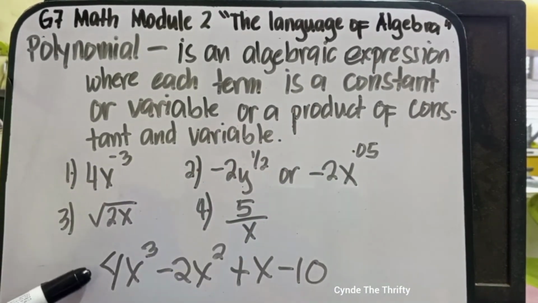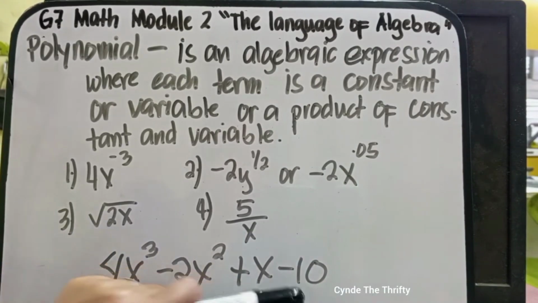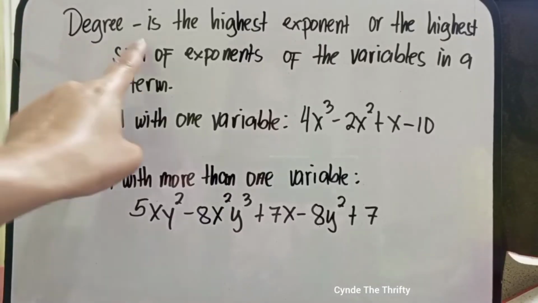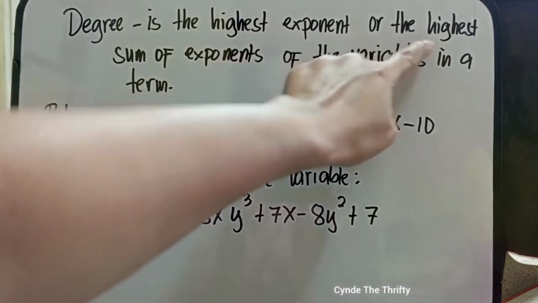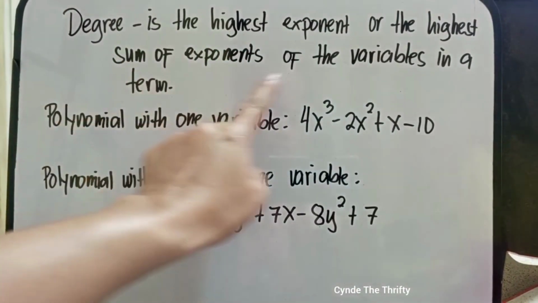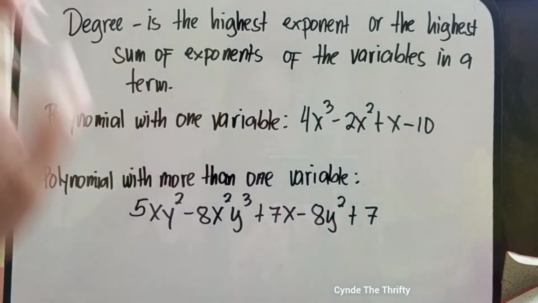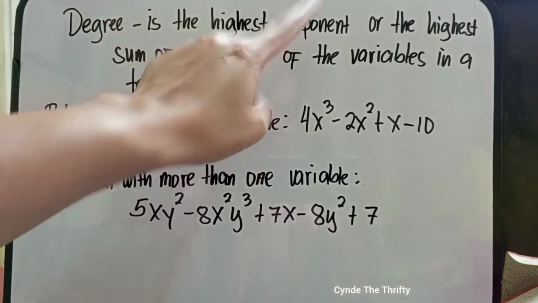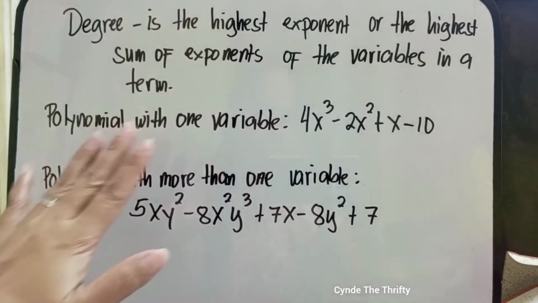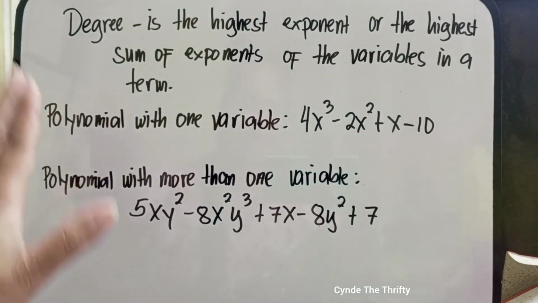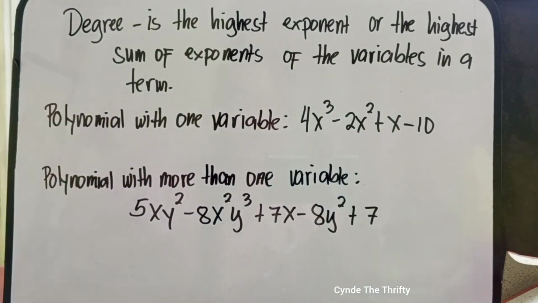Meron tayong example dito sa baba. So, 4x cubed minus 2x squared plus x minus 10. So, ang expression na ito is tinatawag nating polynomial. Ano naman yung degree? Degree is the highest exponent or the highest sum of exponents of the variables in a term. So, siya yung pinakamataas na exponent or siya yung pinakamataas na sum ng exponents of the variables in a term. So, meron tayong polynomial with one variable at meron din tayong polynomial with more than one variable.